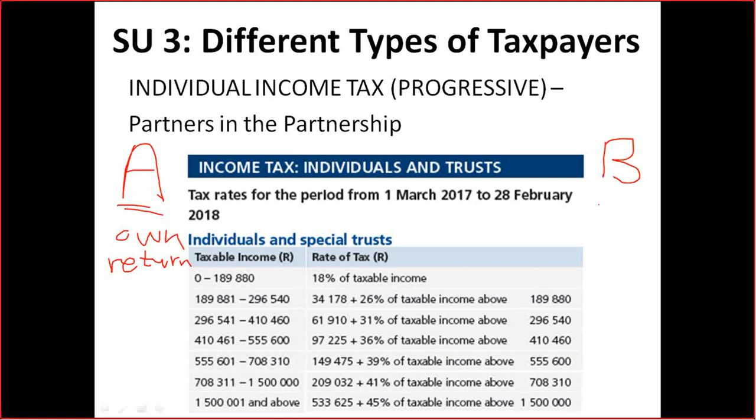If you're a company, then you'd pay yourself a dividend, or you'll distribute profit to the members of the CC, depending on how it's structured. Or you just pay yourself a salary. If it's a separate legal entity, if it's a company, then you'd have to consider that. But if I'm looking at a partnership, no separate legal entity, own return. A and B are each responsible for their own income tax return that they have to file every single year with SARS. That's something that you're required to do by law, so long as you've earned income.